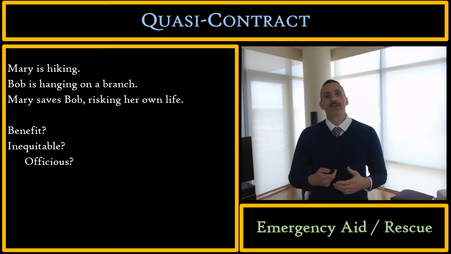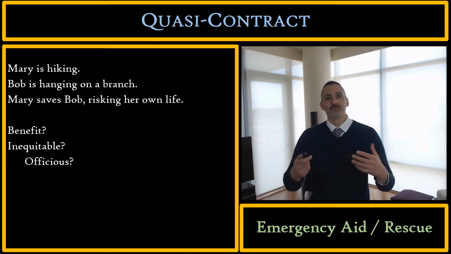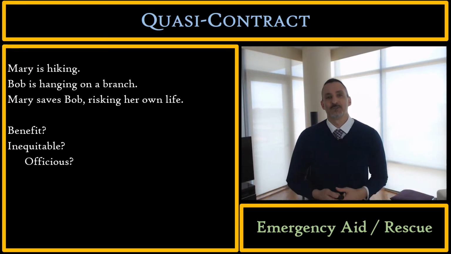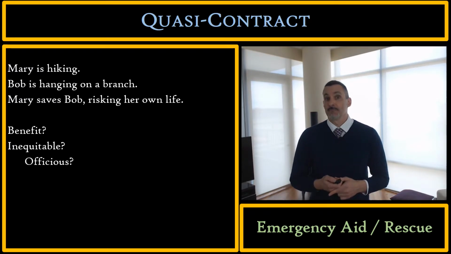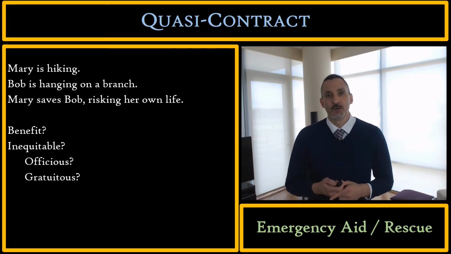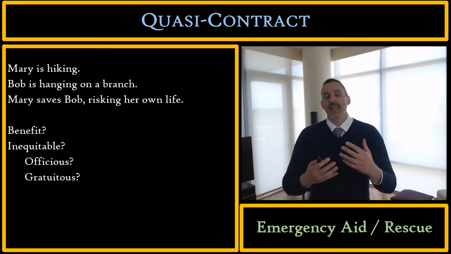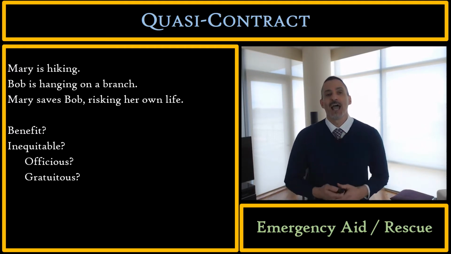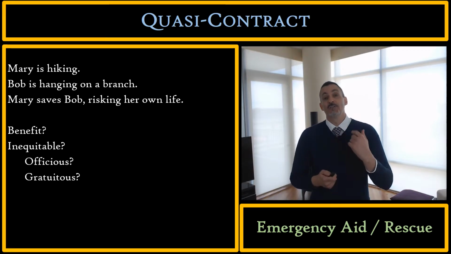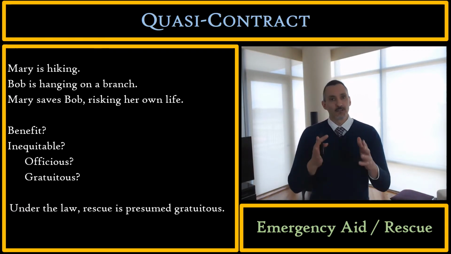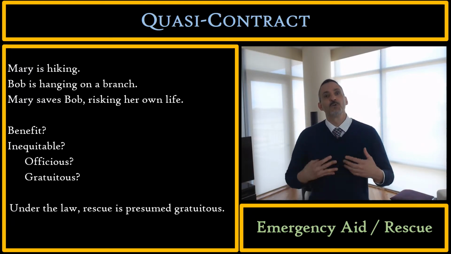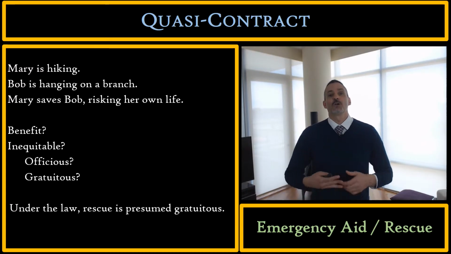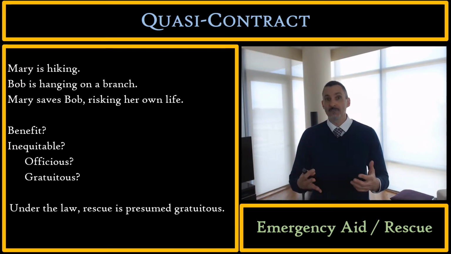Now here, Mary saved Bob's life. It wasn't like she was butting in where she didn't belong. It wasn't like she was acting intrusively. So we'll say that Mary did not act officiously. The second question we have to ask is whether Mary acted gratuitously when she saved Bob. Was she making a gift to Bob? Was she doing it out of the goodness of her heart? And in this case, the law has an irrebuttable presumption that if you rescue someone, you are doing it out of the goodness of your own heart. You are acting gratuitously. And because of that, it's a gift.